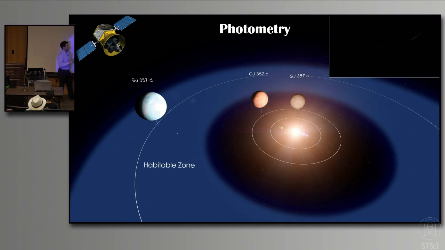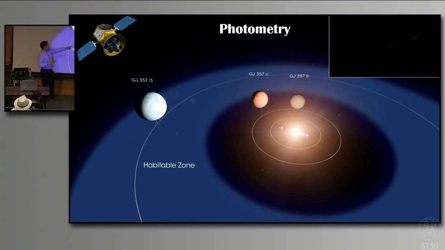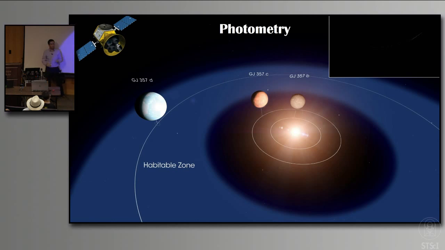These are all super-Earth size, so larger than Earth. That 357b is much too close to the star to be habitable, but you see this blue region called the habitable zone. 357d is potentially habitable. Follow-up missions will have to explore the habitability of that exoplanet. But it's about 6 times the mass of our Earth. It's called a super-Earth.